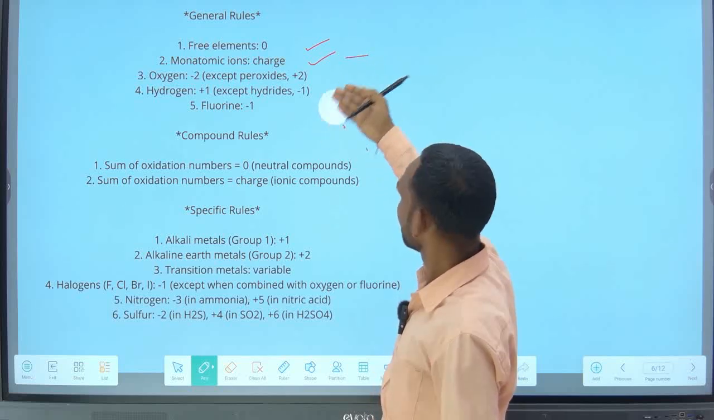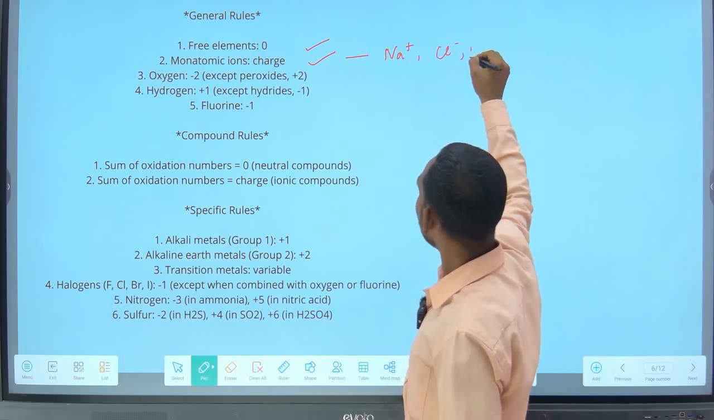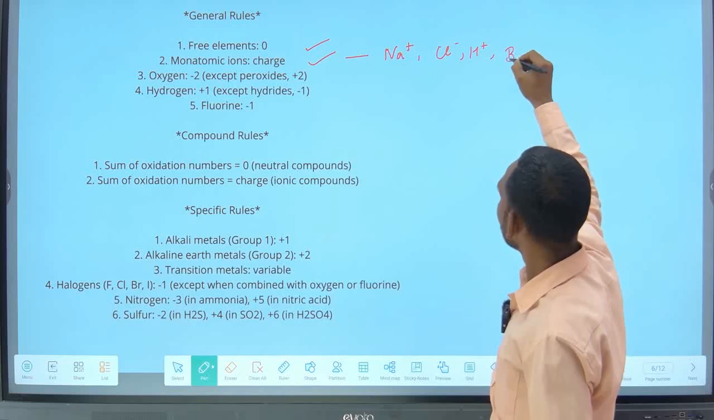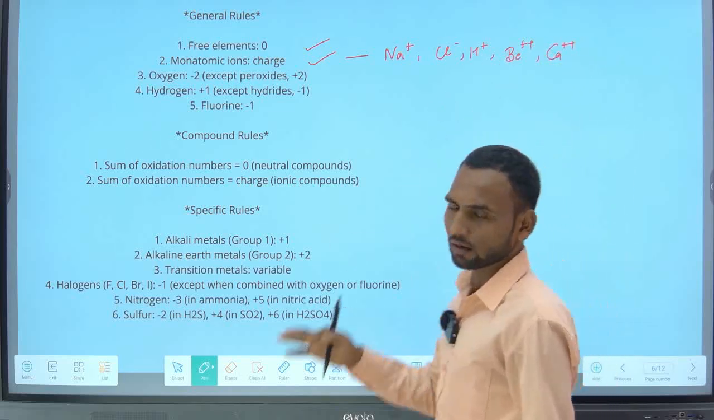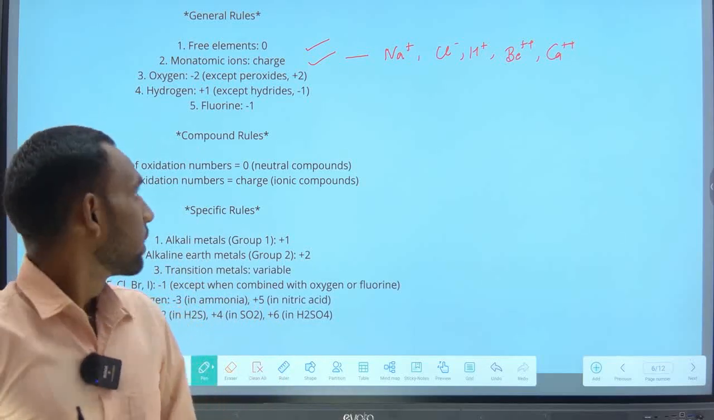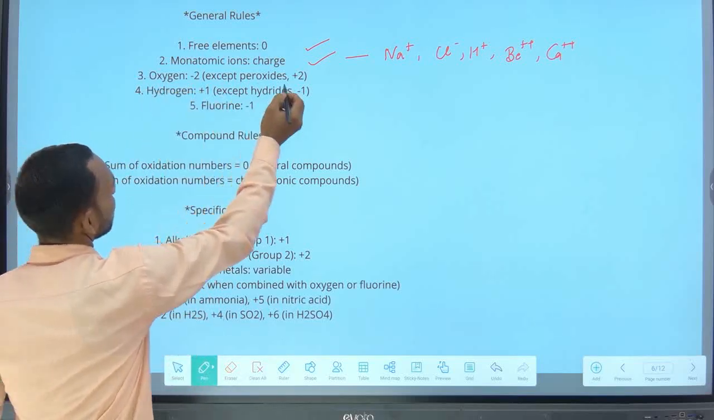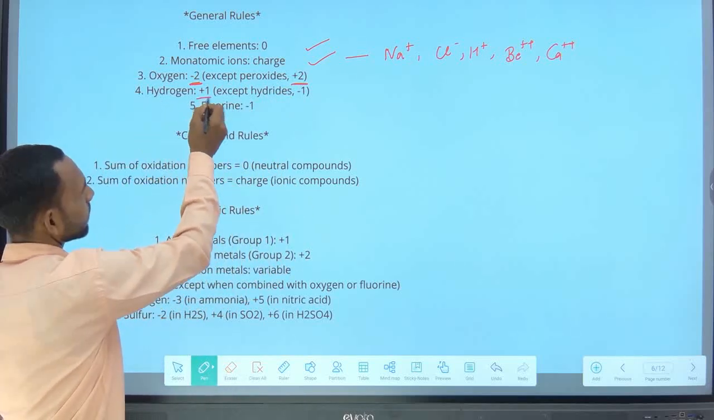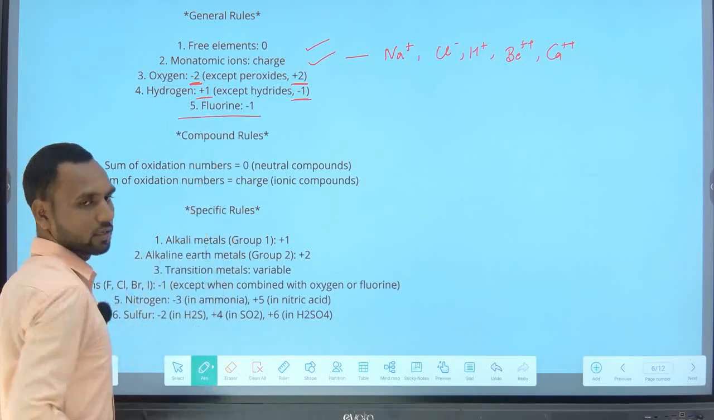Examples of monatomic ions: sodium, chlorine, hydrogen, Cl minus, Be double plus, calcium. These are monatomic and have a positive or negative charge. This charge is the oxidation state of these elements or ions. Oxygen generally has -2, and in some exceptions +2. Hydrogen +1, with the exception of hydrides, -1. Chlorine has -1 in almost all cases.